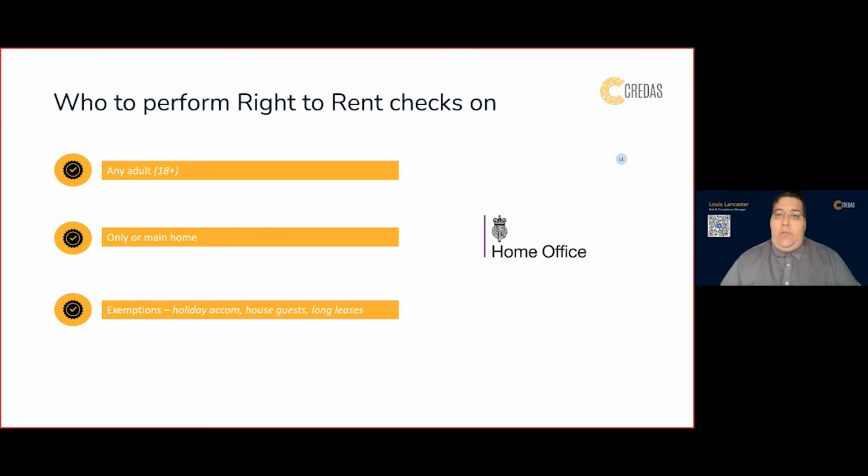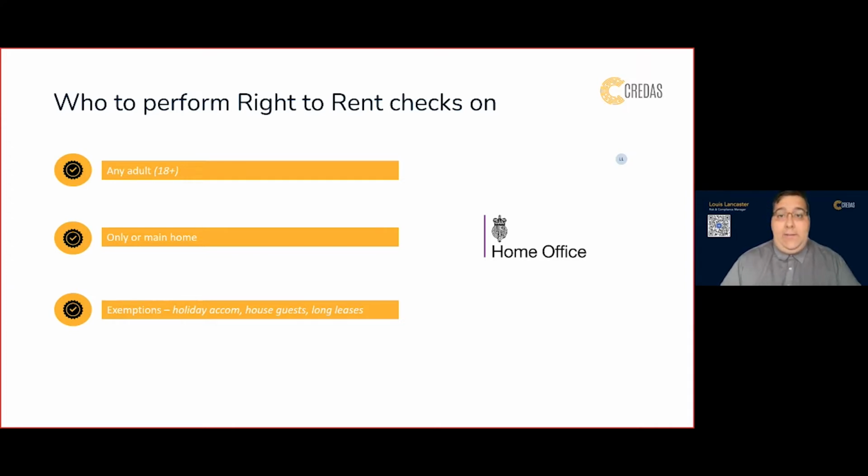It's important to know that you only have to do it if the property is going to be the only or the main home of the people living there, because there are exemptions to doing right to rent. So, for example, if it's holiday accommodation, obviously if people have Airbnbs, you don't have to do right to rent checks on guests for that.